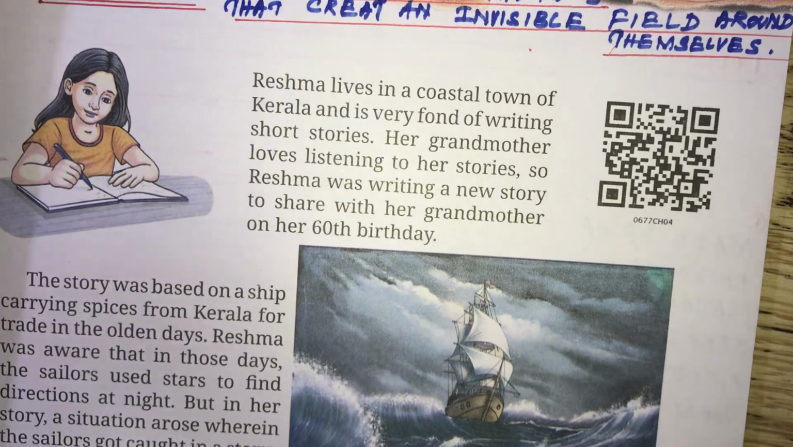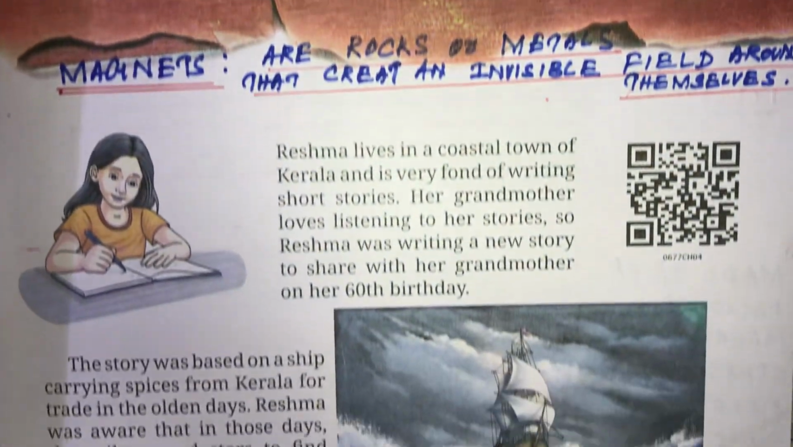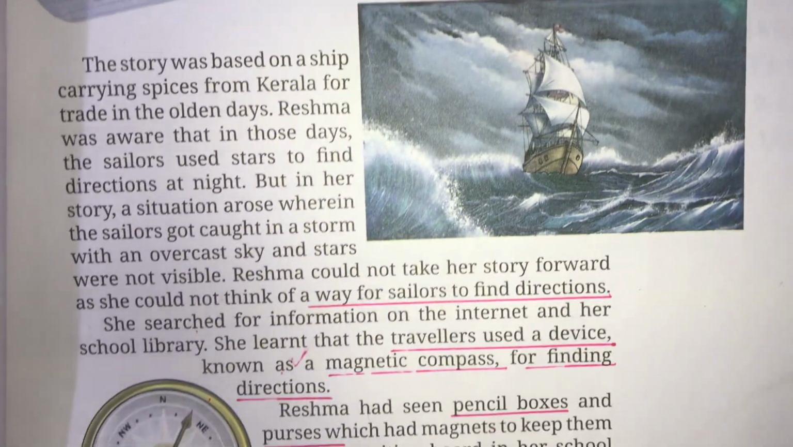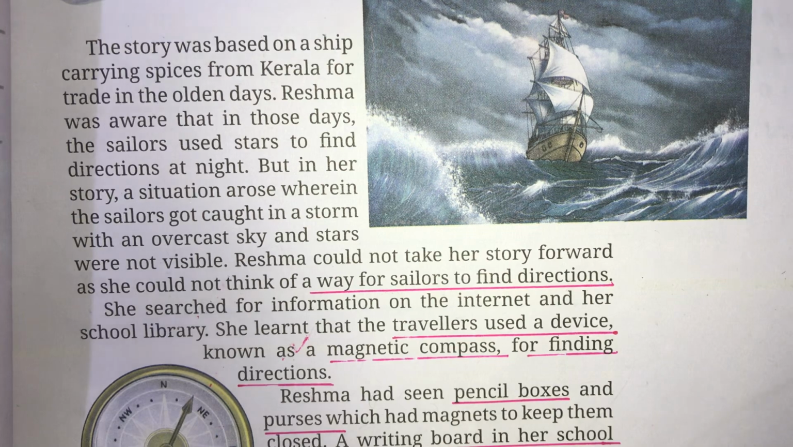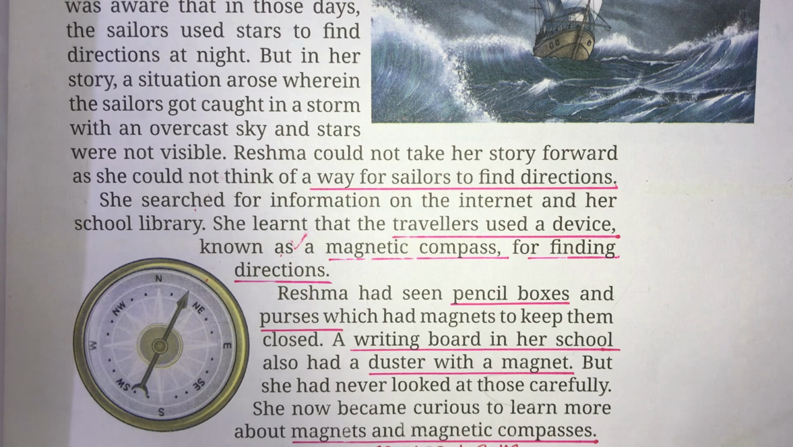NCERT Science Class 6 Standard, Chapter 4, Exploring Magnets, comes under Physics. The concept is related to magnetism. The lesson introduces a device called the magnetic compass. What is a magnetic compass? A magnetic compass is a device used to find the south and north directions with the help of a magnetic needle.